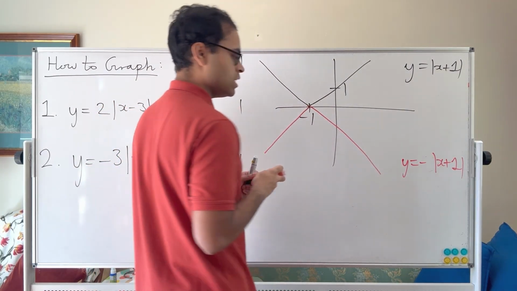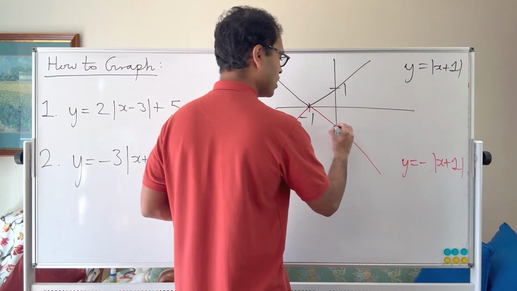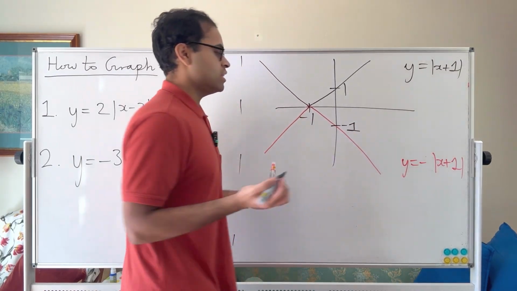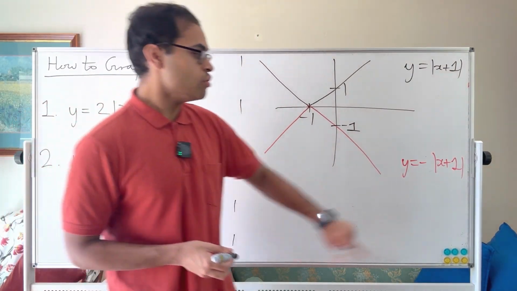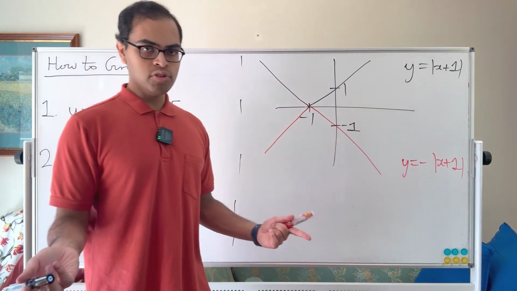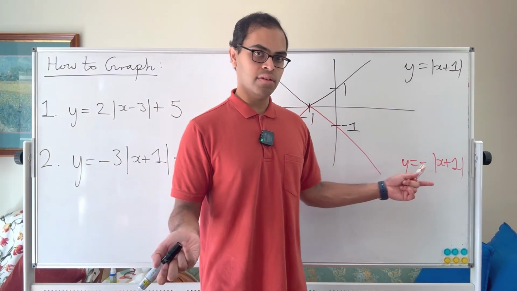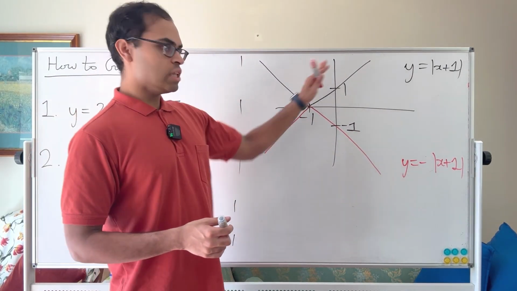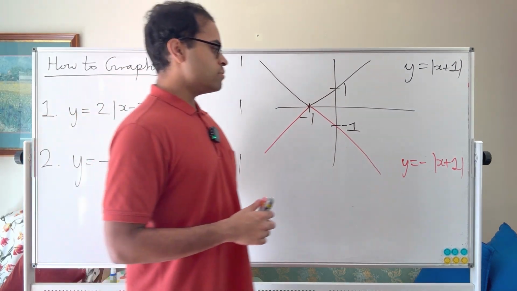So this is going to have a y-intercept of negative 1. You don't even have to do the algebra. You could: x is 0, absolute value 1, negative of that is negative 1. But you can visualize it geometrically, and then you want to multiply by 3.